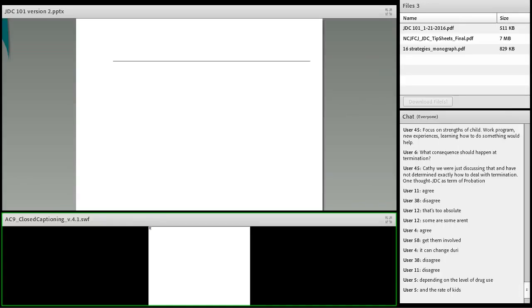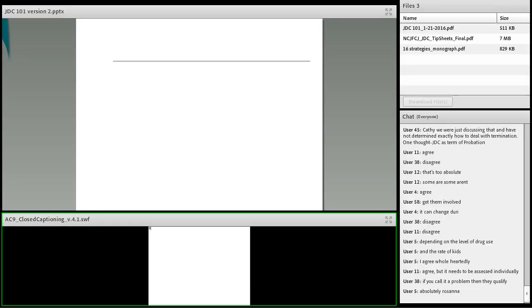Now we're arguing semantics. If we call it a problem, then they qualify. Sure, but I think that there are ways to know that without having to use any subjective criteria.